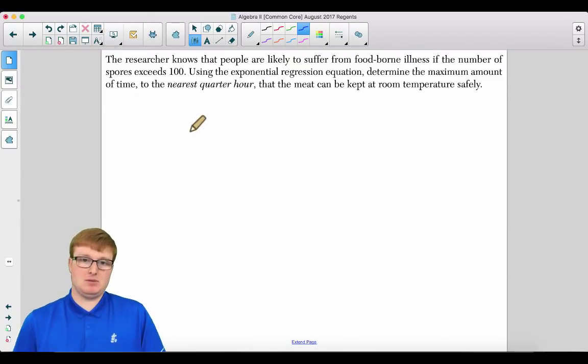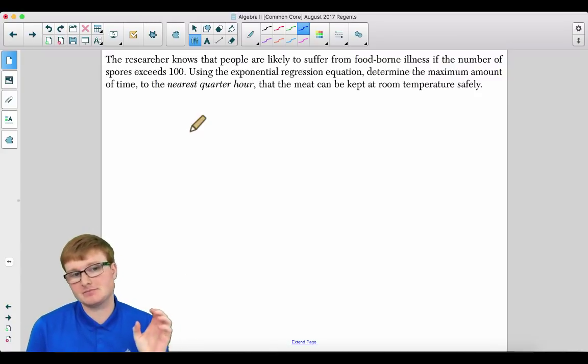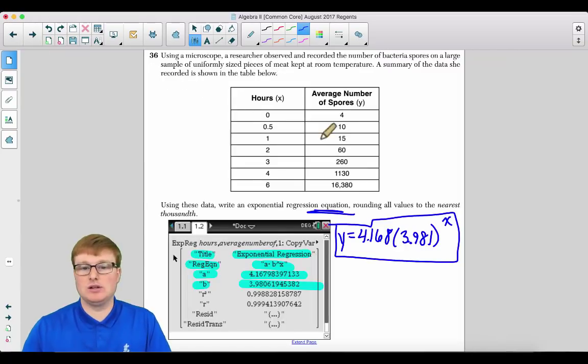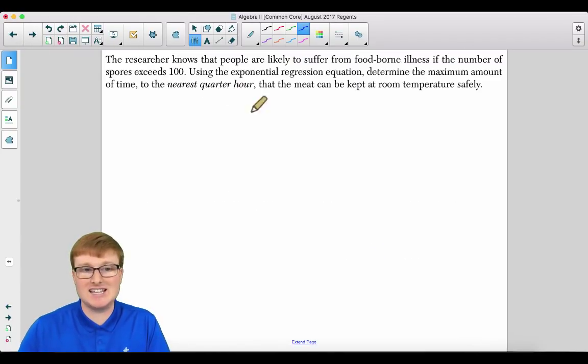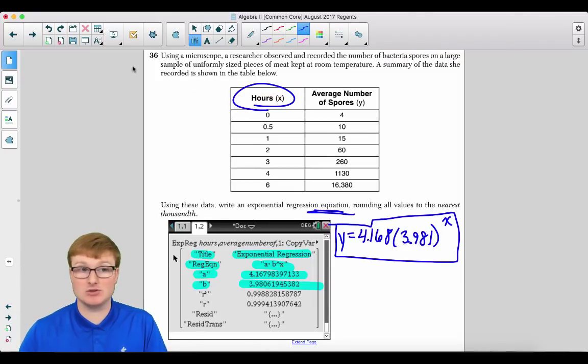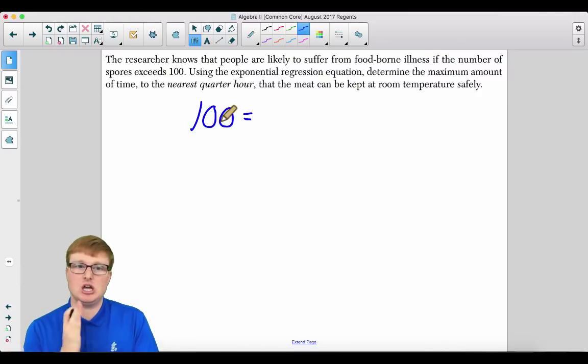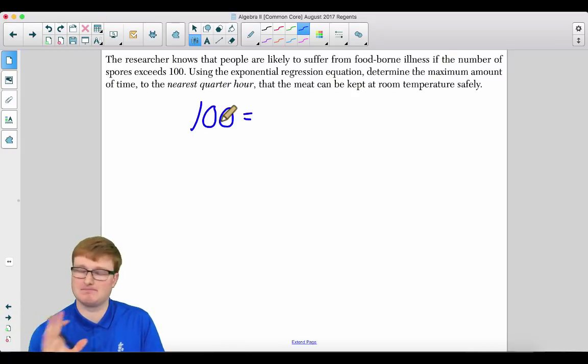The researcher knows that people are likely to suffer from food-borne illness if the number of spores exceed 100. Using the exponential regression equation, determine the maximum amount of time to the nearest quarter hour that the meat can be kept at room temperature safely. So here's what's going on here. They are basically telling you to take this equation and set it equal to 100. They want to know what's the time, because x is in time, it's in hours, right? So they want to know the value of x where it equals 100, because the minute it reaches 100, if it exceeds 100, that's a problem.